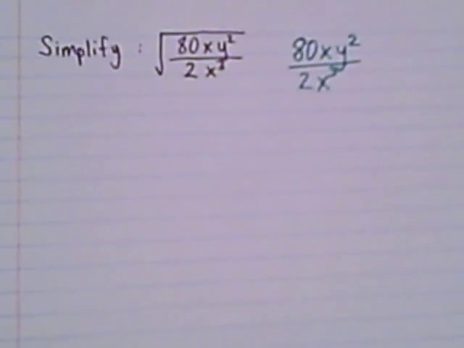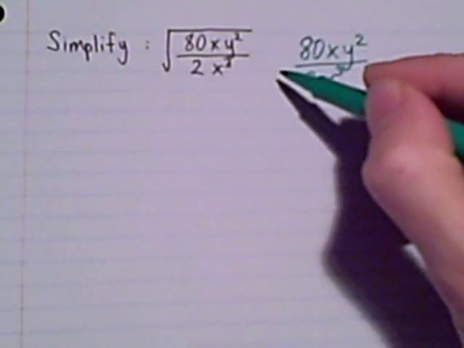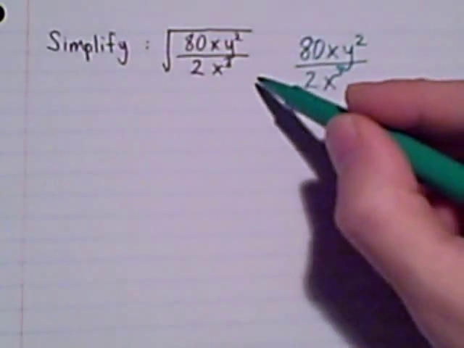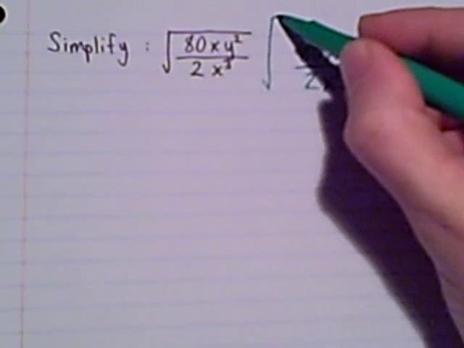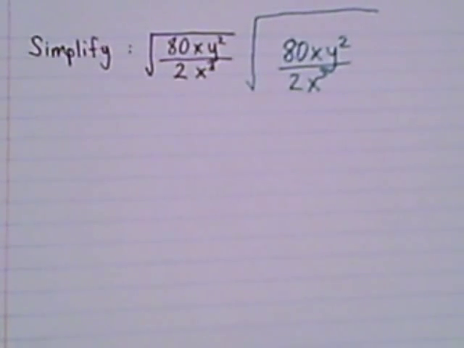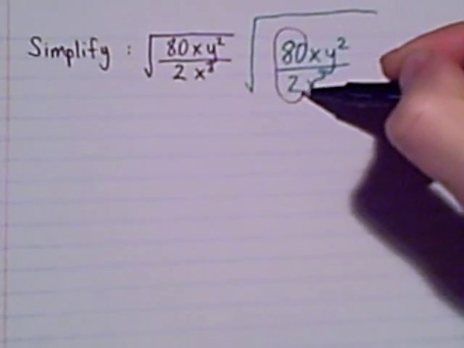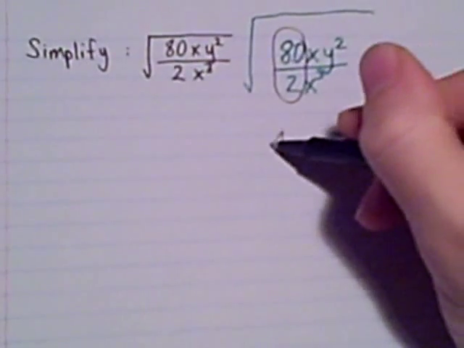To simplify this fraction, now this is definitely still in a radical, so I haven't done anything to take it out of a radical. I'm just focusing on the fraction. Now to simplify this fraction, we are looking at the coefficients. We have an 80 over 2. That's a 40.